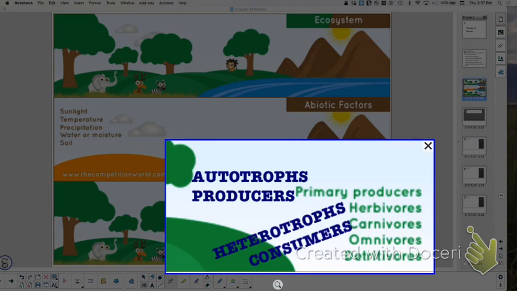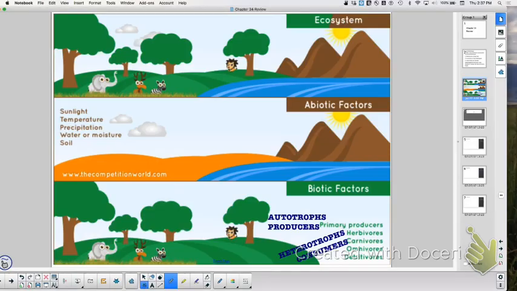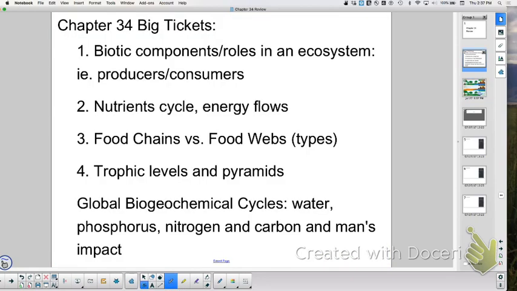And then we learned about important cycles, biogeochemical cycles. What are some of the cycles we learned about? Carbon, phosphorus, nitrogen, and water. So those are biogeochemical cycles. And then we talked about the details of how it passes through when we talked about primary, secondary, tertiary consumers, etc. So let's take a look at this. Biotic components in an ecosystem.